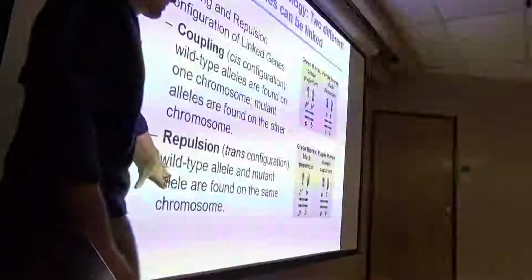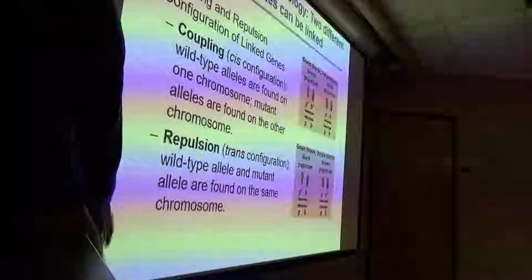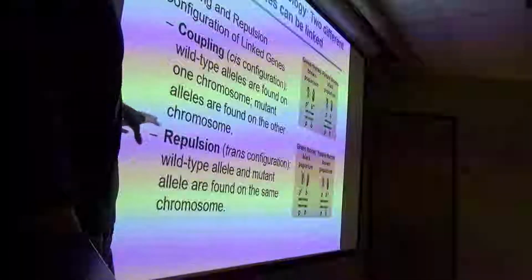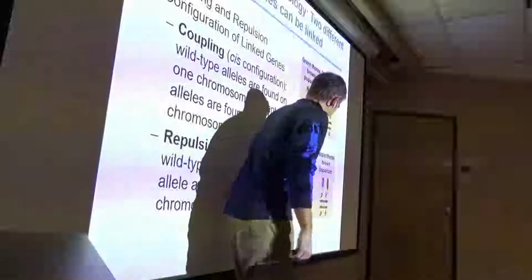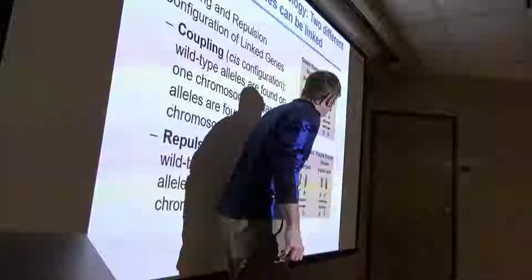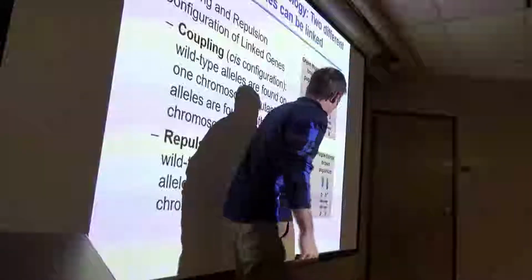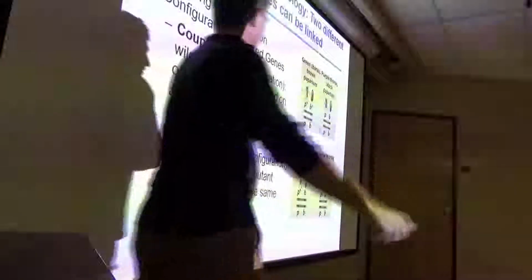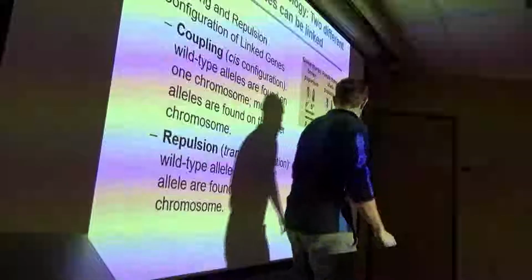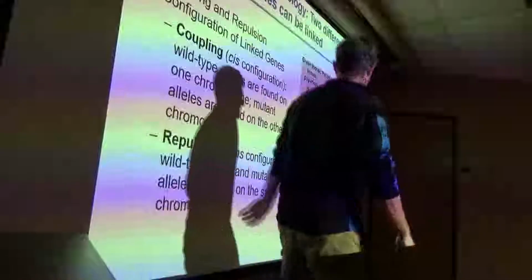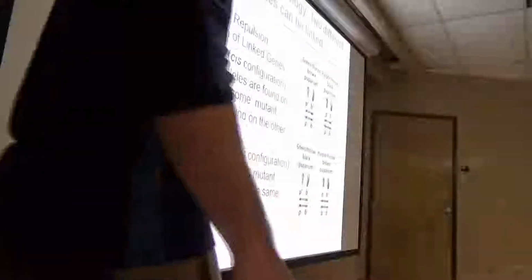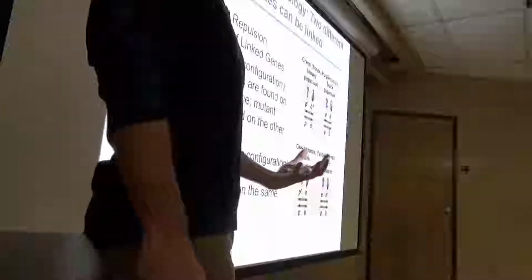However, we can also have this trans configuration, this repulsion. And that's where one dominant allele and one mutant allele of different genes are found on the same chromosome. For instance here, you can see that the dominant allele at the P gene is found with the recessive allele for the B locus. And we're crossing it with something else here entirely that has the dominant allele of the B locus and the recessive allele of the P locus together. Now, what's the importance of this?